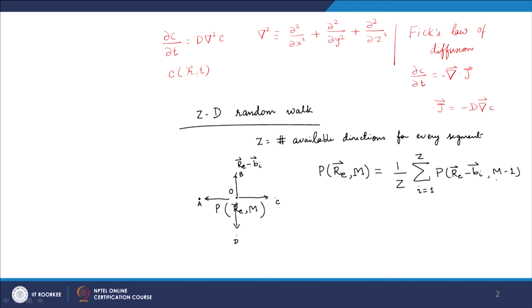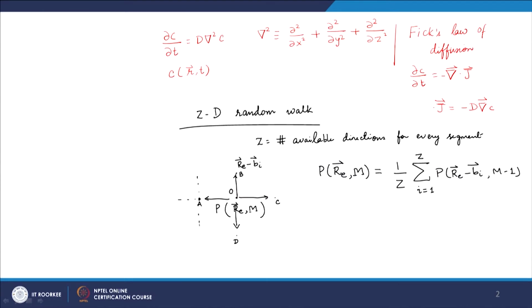What essentially it means is I must be at one of the positions nearby, that is, it can be in any of the z directions, and if suppose I am at A, I can of course go in any other direction than towards O. So there is a probability of 1 by z that I can go from A to O out of all the possible available directions. And so if I extend the idea to all the possible neighbors, we get this particular relation.